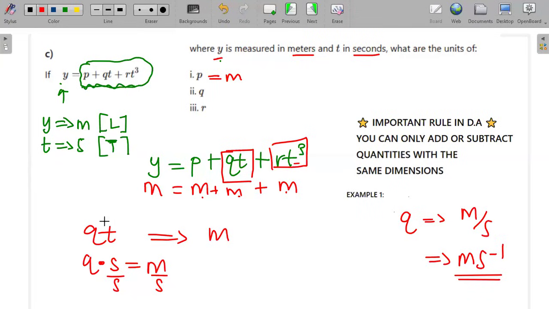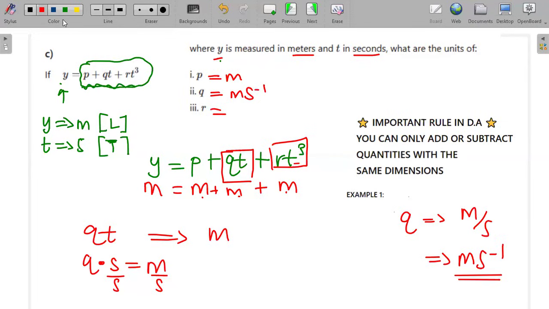So that when I multiply with the time, the s is going to cancel out and I'll just remain with the m, so that this addition here makes sense. So the units for Q are simply meters s to the power minus 1, or meters per second. You can also say it like that.